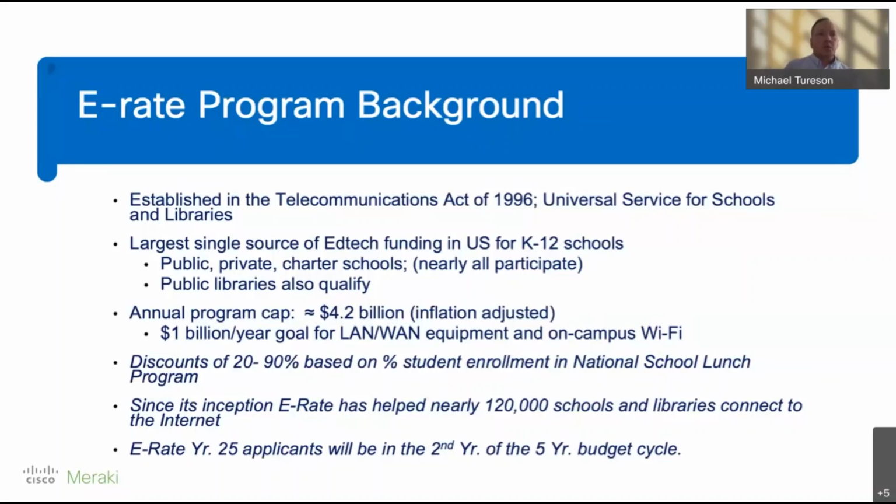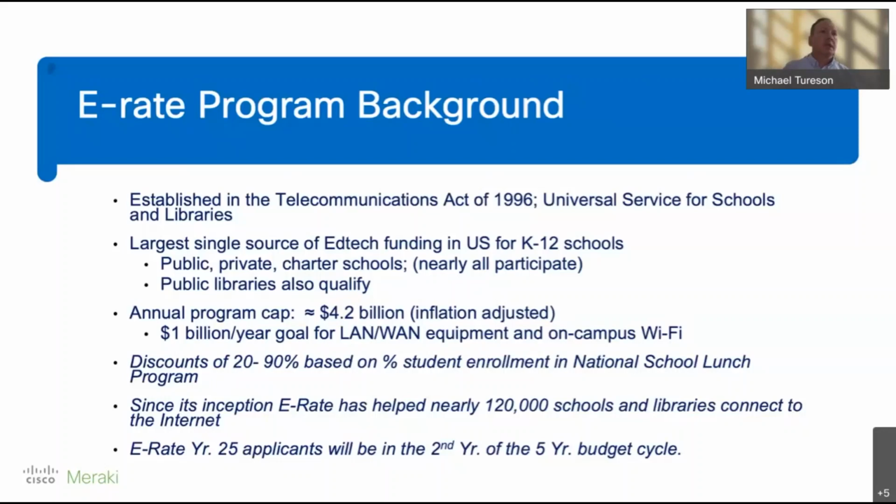Now, as we move forward, looking at E-Rate, we're sitting in year 25 for new applicants. This is the second year of a 5-year budget cycle. So back in E-Rate year 24, USAC reset everybody's budget. So everybody has a set budget for 5 years that they can utilize. So that is everything for internal connections.